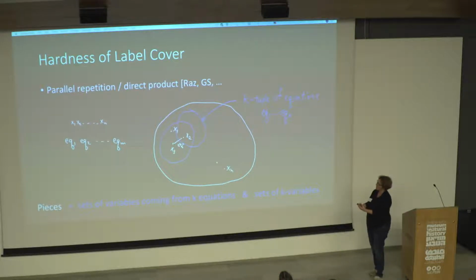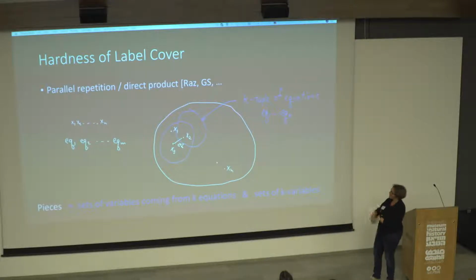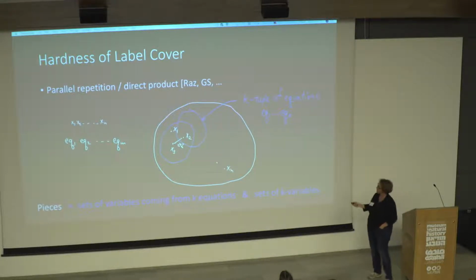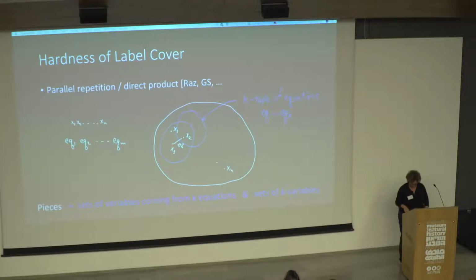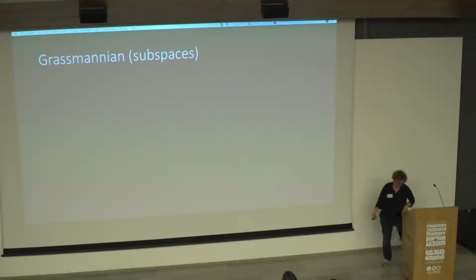And now the agreement test is to check that two overlapping pieces actually have the same value on the common variables. Okay, and to prove that, if you have local agreement, it implies global agreement. This is done by the parallel repetition theorem or a bunch of different direct product theorems. There are many different variants to this question and many different papers about this. Any questions, by the way? Okay. So here's another example.